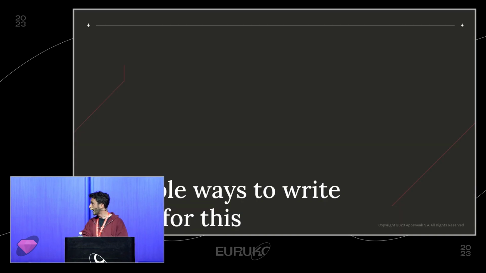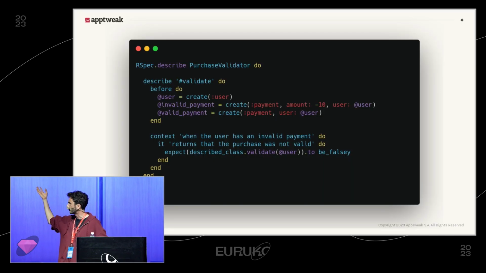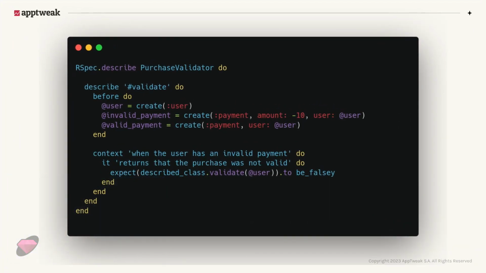So there's multiple ways to write tests for this with RSpec. We can use something like this, for instance. We can do a before do hook, and we can have the creation of the user with some factories in it. We can create an invalid and a valid payment just to have some edge cases there.